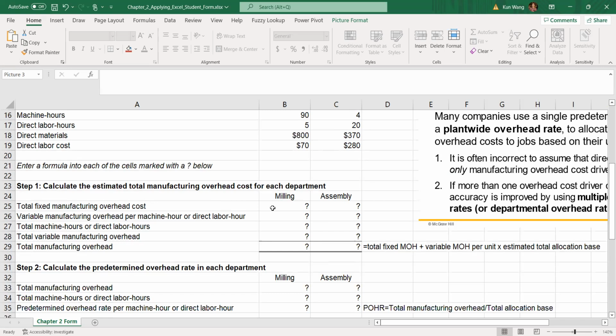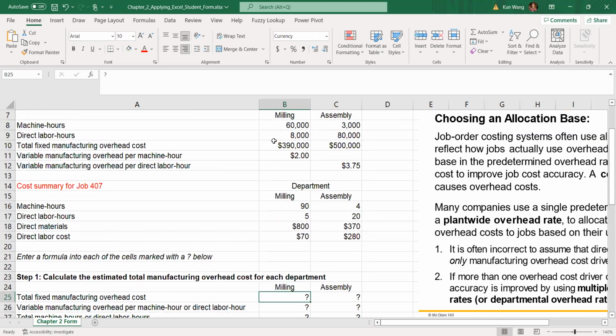So meaning total fixed manufacture overhead. This information, if you remember the group 1 information, we already have this 390,000 available. So you need to know how to refer to this. So it will equal the 390,000. You do not manually copy and write it here, it should be a reference. So this is B25 equal to B10.